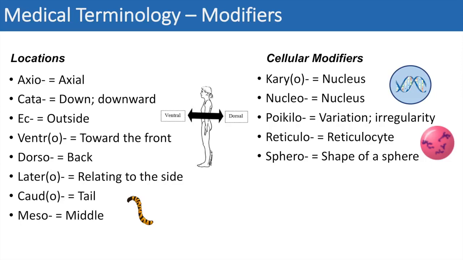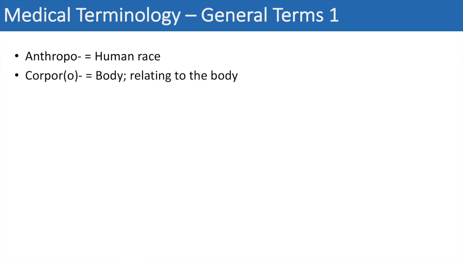So the next set of medical terms we're going to look at are general terms. The first one is anthropo, so the prefix anthropo. This simply means the human race. So you can think of anthropology. The next one is corpore or corporo. This means body or relating to the body, so we can think of corporeal.